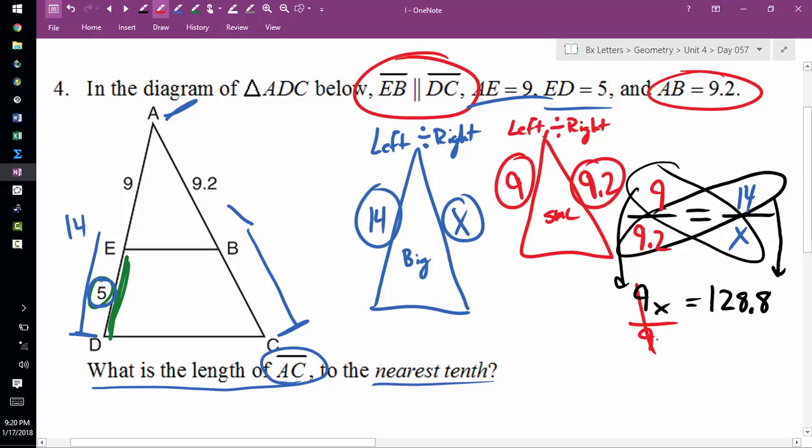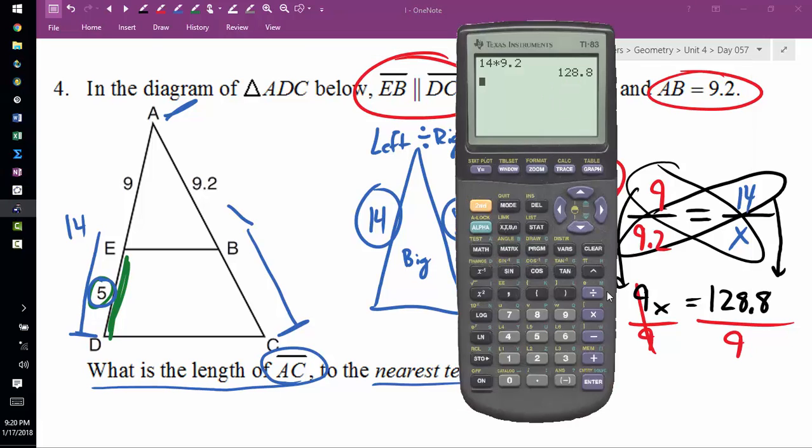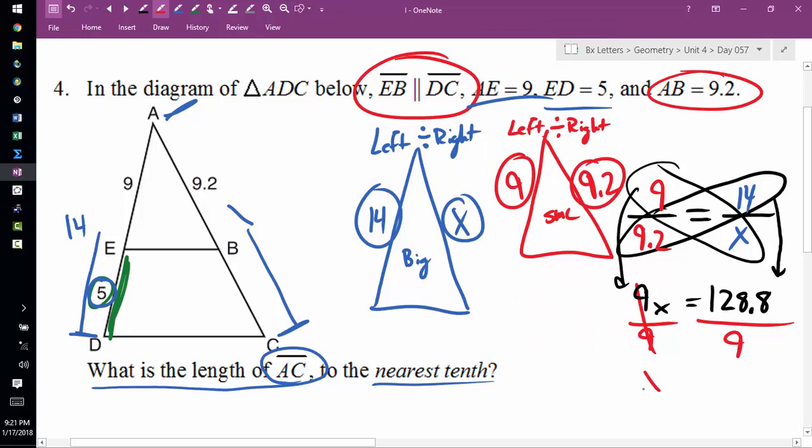Just like here, I'm solving for x. I need to get rid of that 9. That 9 is connected through multiplication, so I got to divide by 9. In order to preserve equality, whatever I do to one side, I have to do to the other. So I'm going to take that 128.8 and divide it by 9. And I get 14.311 repeating. So x equals 14.311, and that bar above means that sequence of numbers, 1, 1, is going to repeat, ad infinitum.